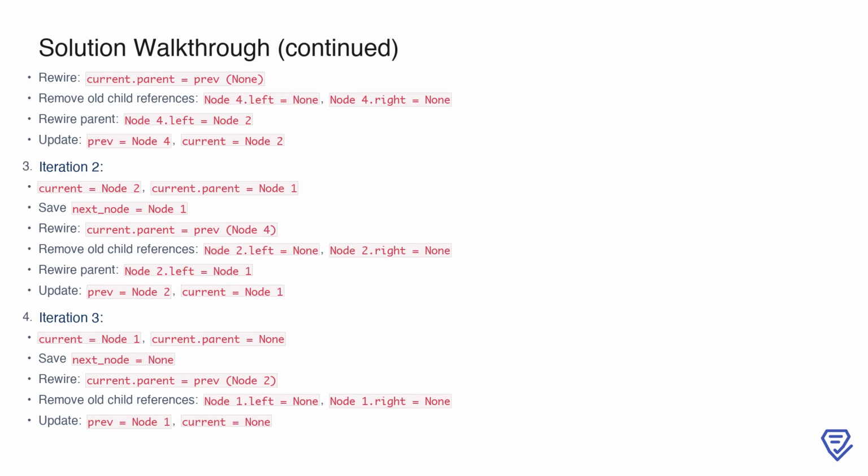We initialize current at the leaf, node 4, and set previous to none. In the first iteration, current is node 4, which has node 2 as its parent. We save node 2 as next_node, set current.parent to previous, and remove all child references from node 4. This isolates node 4 from its original position. Then, we rewire node 4 to point to its parent, node 2, by setting node 4.left to next_node. We update previous to node 4 and move current to node 2.